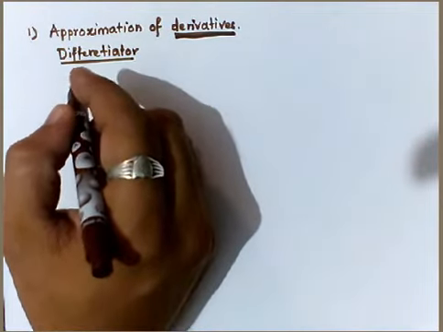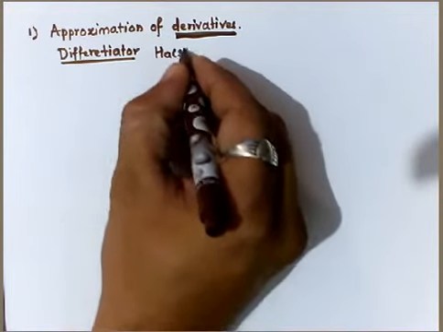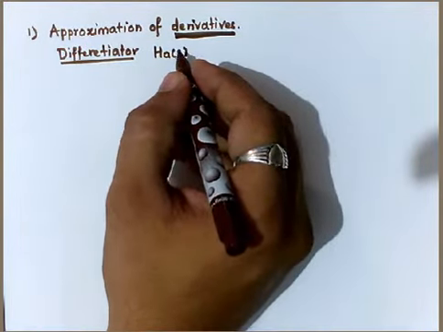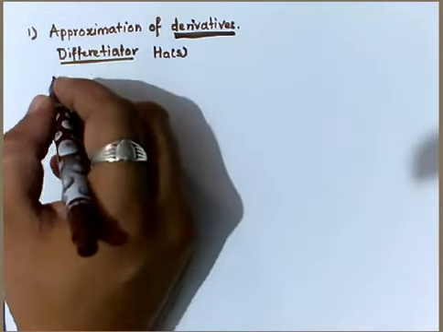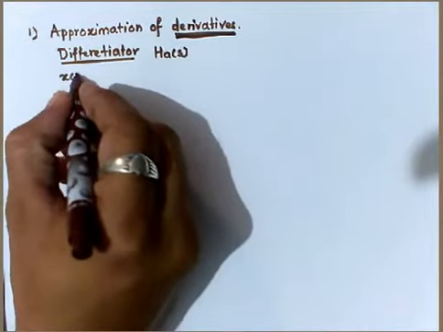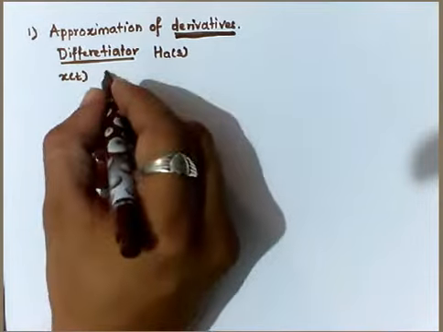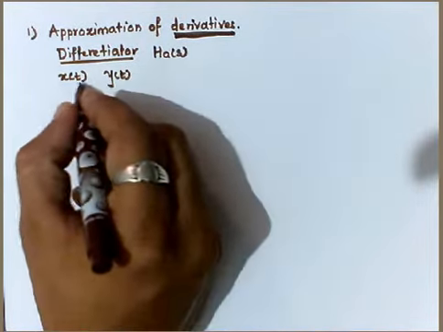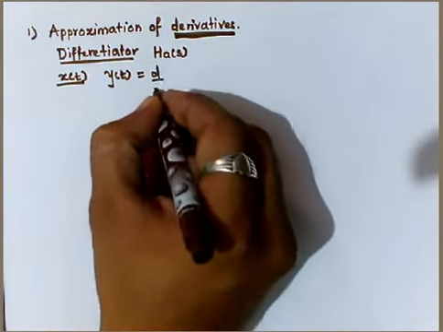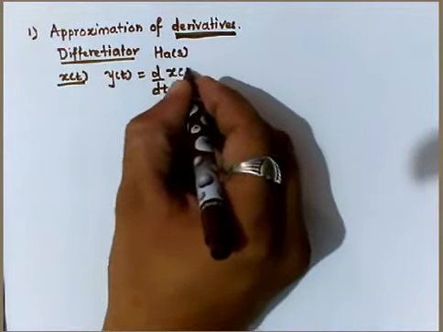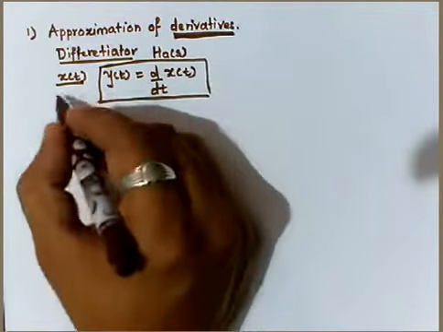If it is the differentiator, let's say the analog one, then its transfer function will be nothing but H(s). The function of an analog differentiator is to take the derivative of the analog input, let's say x(t), and to get the output, let's say y(t). If I want to write y(t) with respect to the input x(t), it can be written as d by dt of x(t). So this is the expression for the given input x(t).